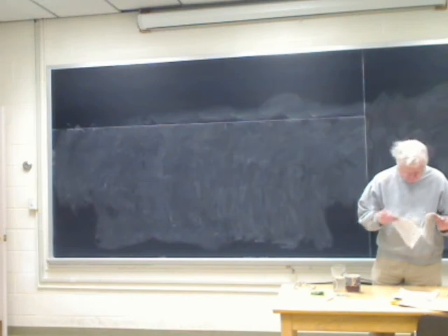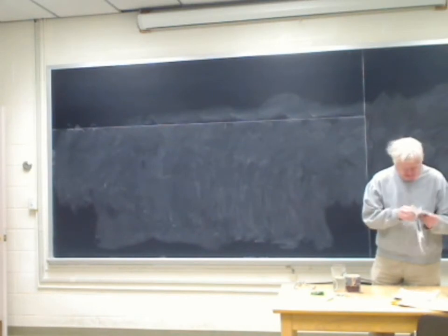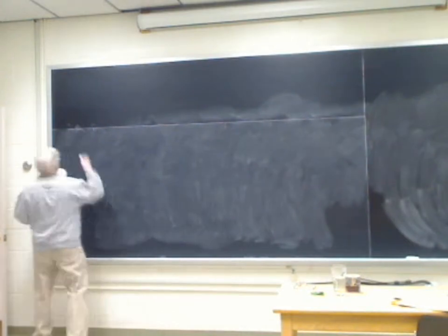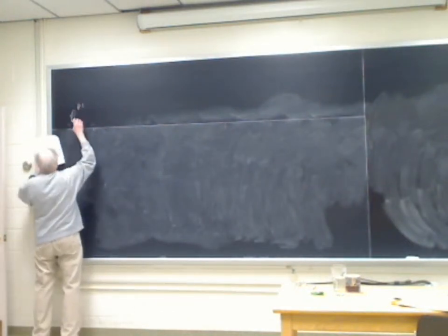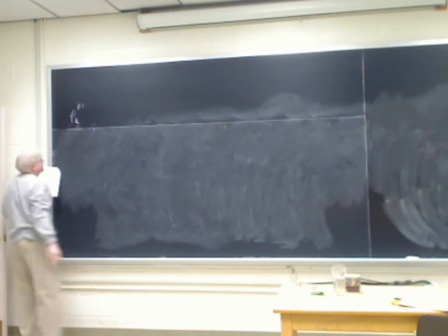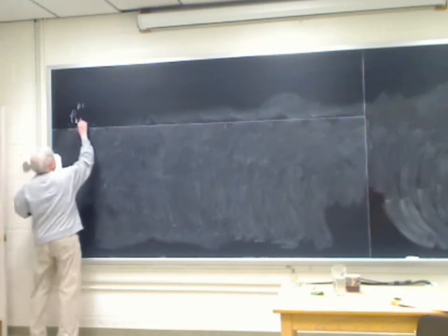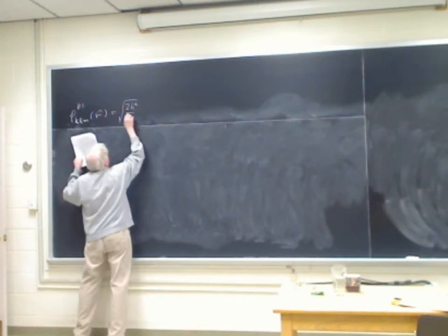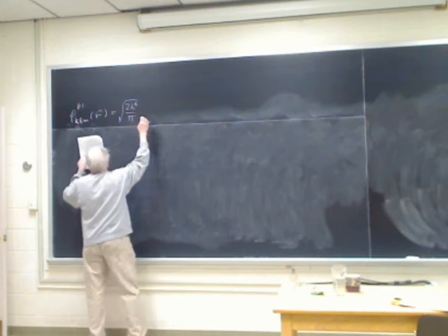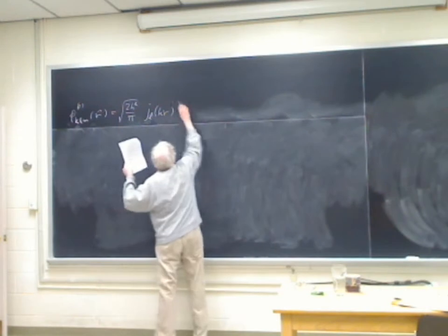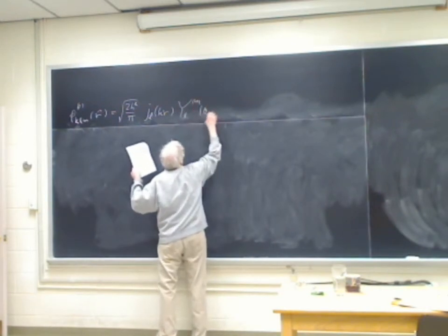So let me get back to where we were, I'll review some of the last things that we did, just to get some formulas on the board. Something we're calling the free partial wave of momentum, well, wave number, let's say k, phi_klm of r, is the square root of 2k squared over pi, the spherical Bessel function j_l of kr, and then the Y_lm of theta and phi.